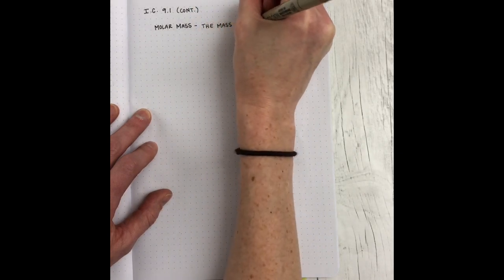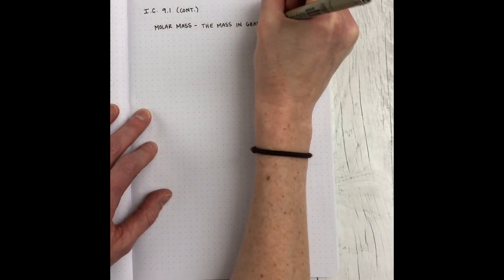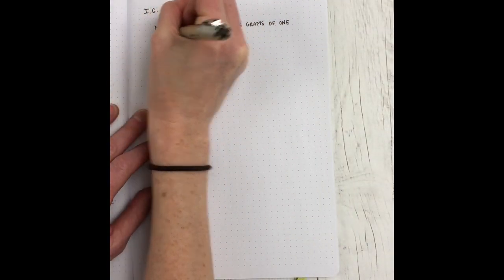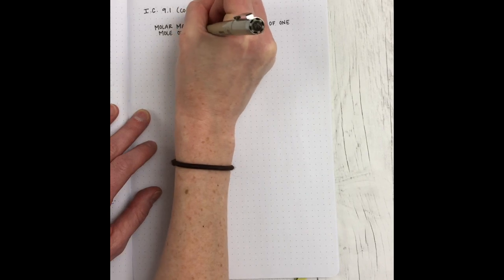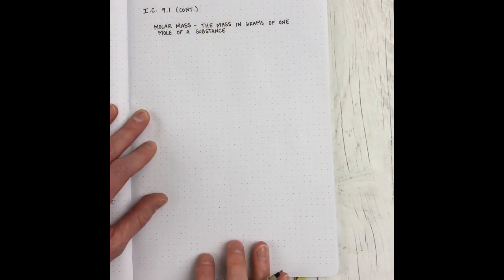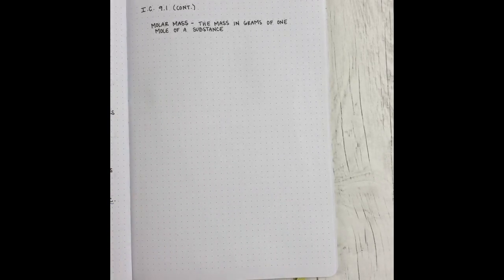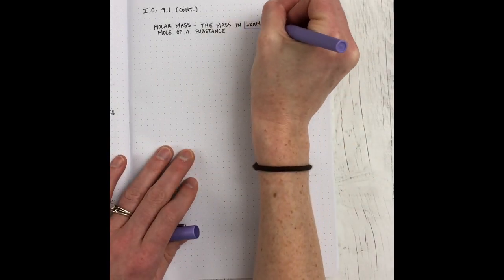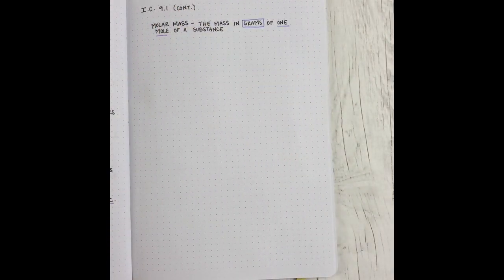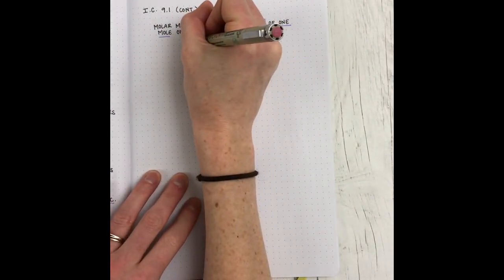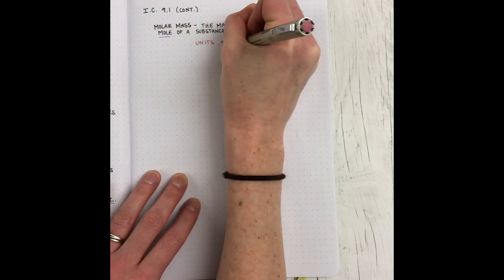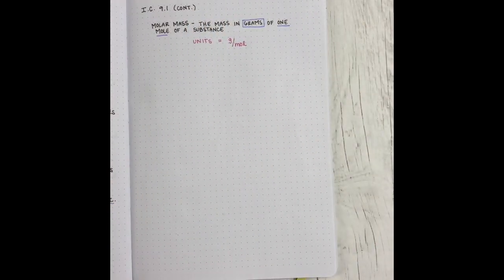And in this video, we're going to be discussing molar mass, which is the mass in grams of 1 mole of a substance. So if I were to give you 6.022 times 10 to the 23rd atoms of a substance, the molar mass would be how much that weighed in grams. The units that we use for molar mass are grams per mole.